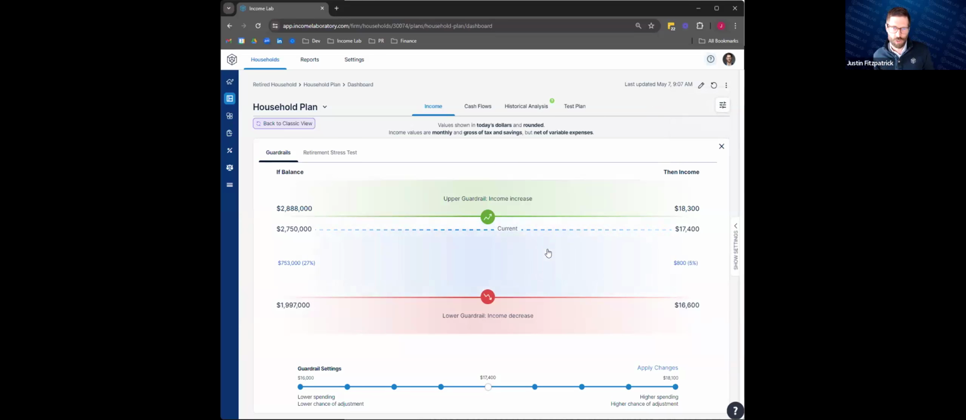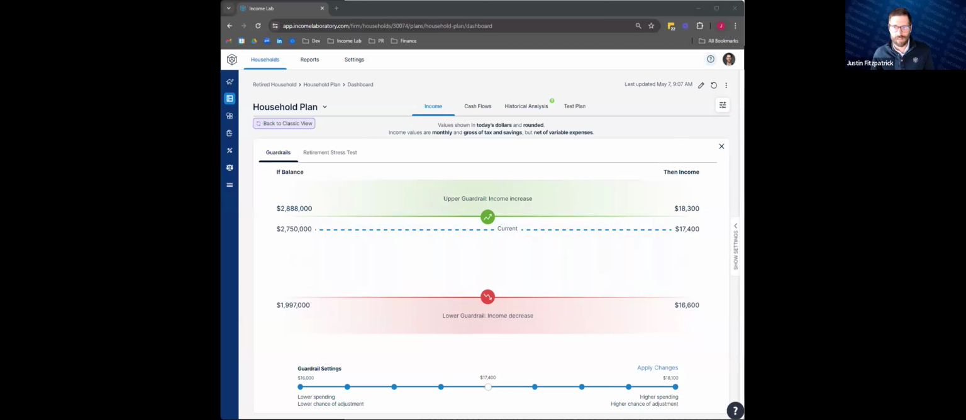It's asking, should I change something? Should I change what I spend? And so if you have an implemented plan, it's being monitored. Basically, this dotted line is going to be going up and down, getting closer to one of these guardrails over time. And you can see that happen in the retirement stress test, which is a great place to do that. And we actually have a new feature coming out as well that will show you the actual history of an implemented plan and where it was with respect to guardrails over time.